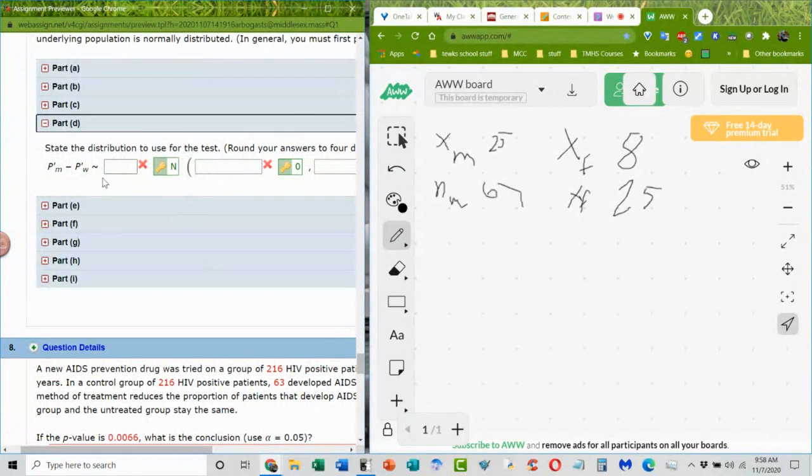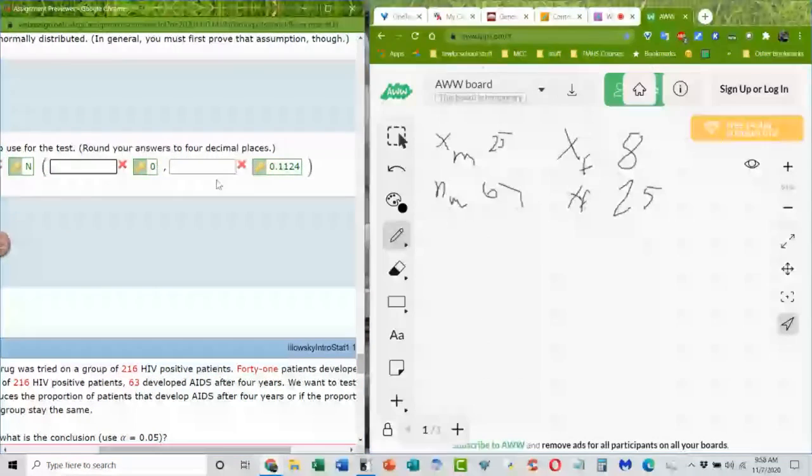And so this, because they're proportions, they're going to be normally distributed. Because we're subtracting them and we're believing that they're the same, the mean is going to be zero. Now, this is the piece that we're working on solving for.